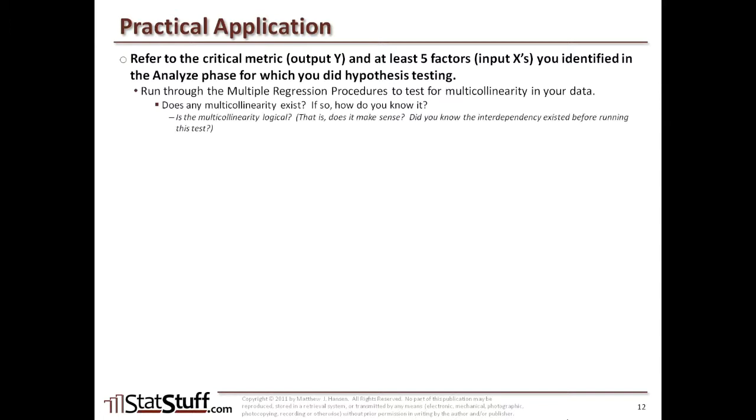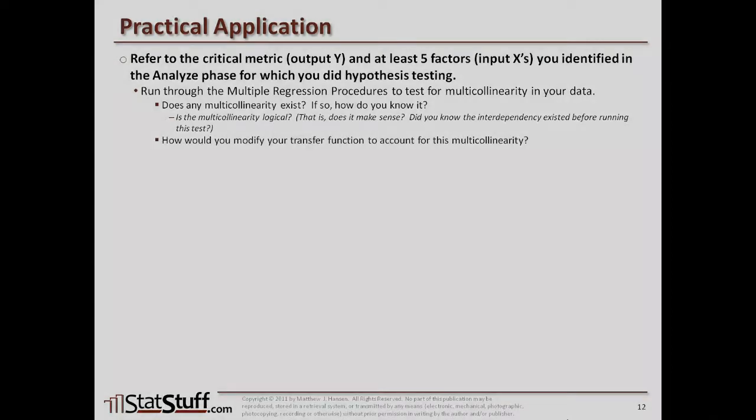So is the multicollinearity logical? That is, does it make sense to have it? Did you already know that there was some interdependency in those factors before you actually ran the test? And also, if it does exist, how would you modify your transfer function to account for that kind of multicollinearity?